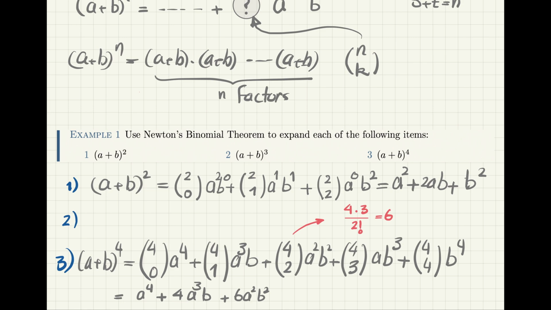So the answer to this is 4ab³, and then the next one is 1 again, b⁴. So you see that the coefficients that are equidistant from both sides are the same. Here you see this one and that one are the same. This one and this one are the same. Of course, this is single, so there is nothing to compare with. So that is 6a²b². That's important to know.